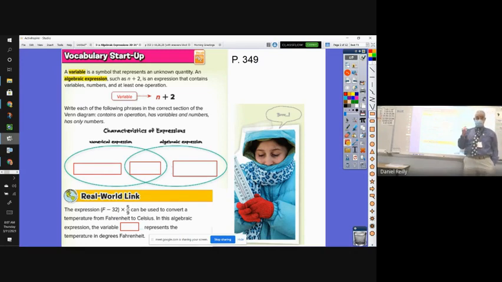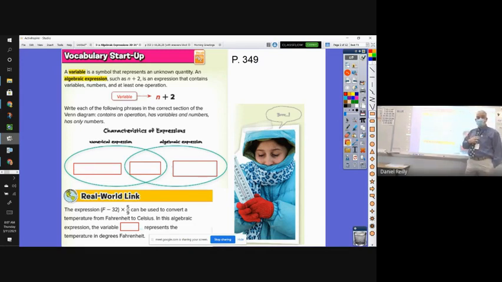An algebraic expression is an expression that has variables, operations (add, subtract, multiply, divide, exponent), and numbers, okay? It contains variables, numbers, and at least one operation.